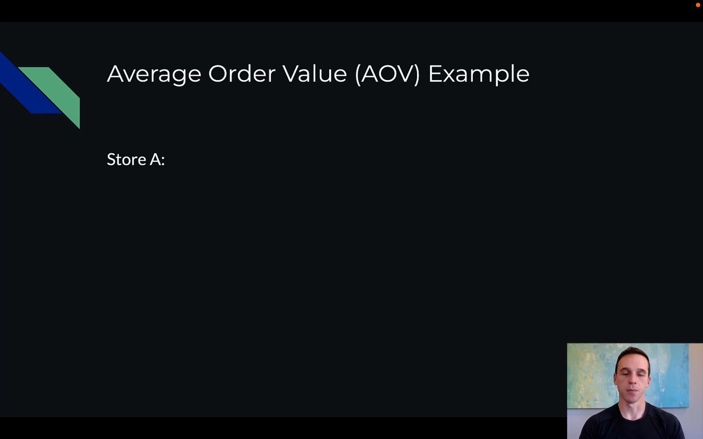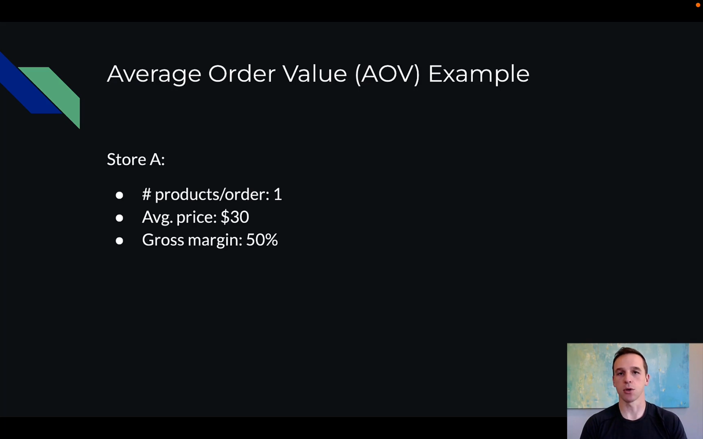Give you an example. Let's say Store A. Store A sells like your typical Shopify seller, especially an Amazon seller that goes to Shopify. They sell 1 product per order. The average price, $30. Say their gross margin is 50%. That means their average order value from a revenue standpoint is $30. They make about $15 in profit per order, just 50% of the $30.